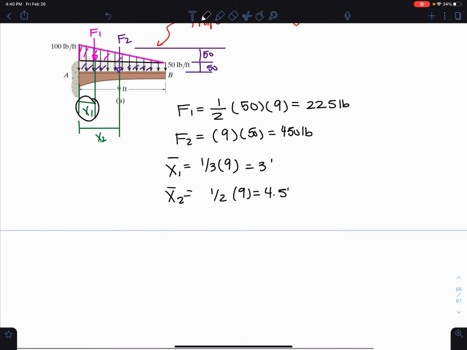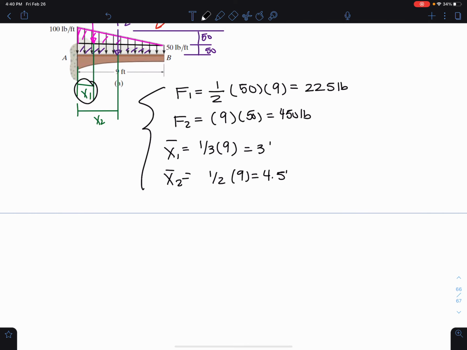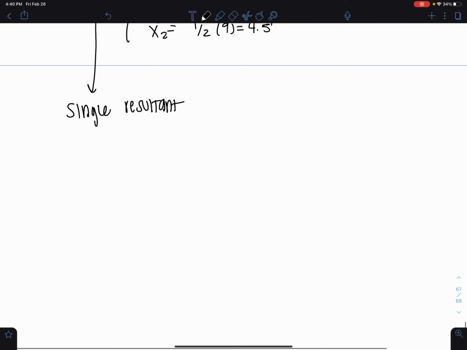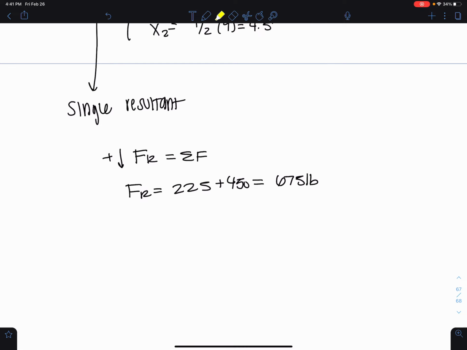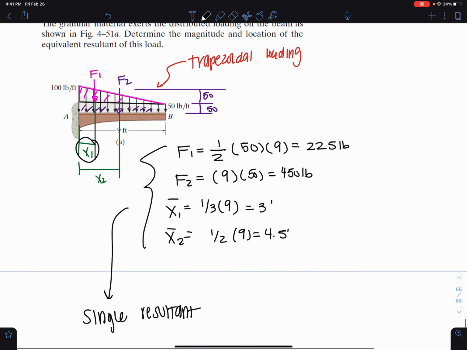Now, if I want to reduce all of this to a single resultant, how do I do that? Well, I'll say that my force resultant, assuming down as positive, is just equal to the sum of F. My FR is equal to the 225 plus the 450, which is equal to 675 pounds. And that's my answer. I just have to add these two.